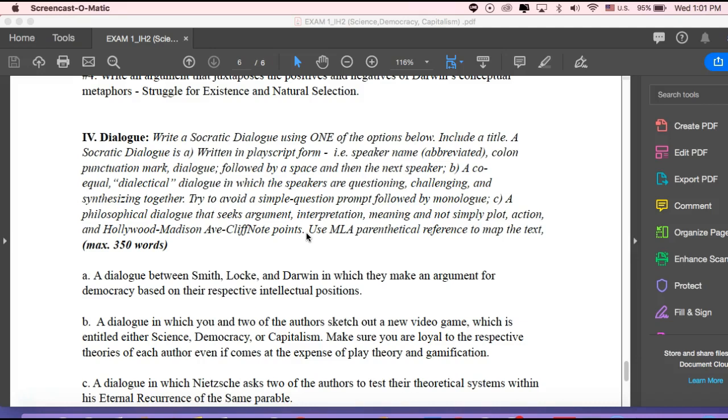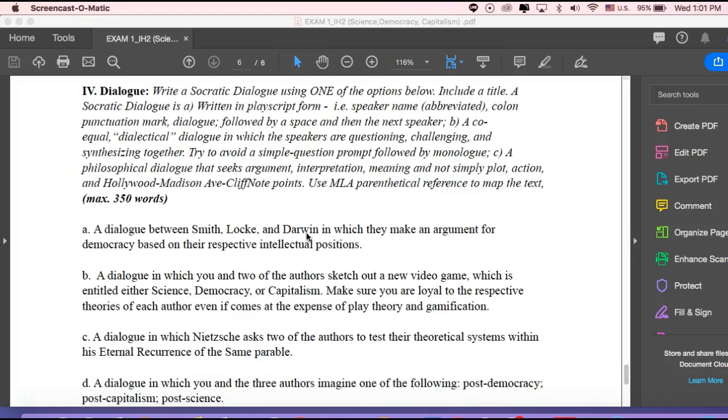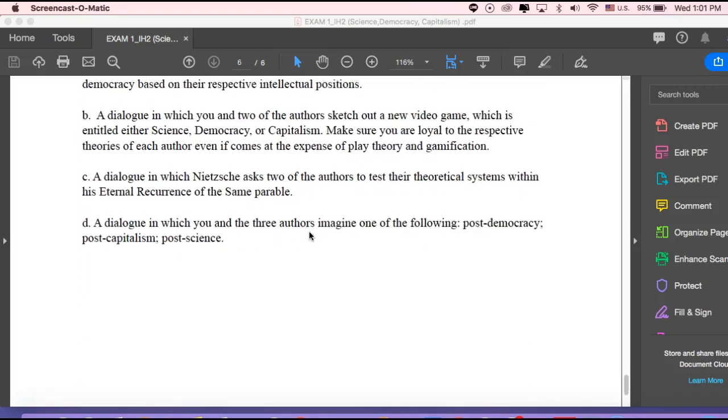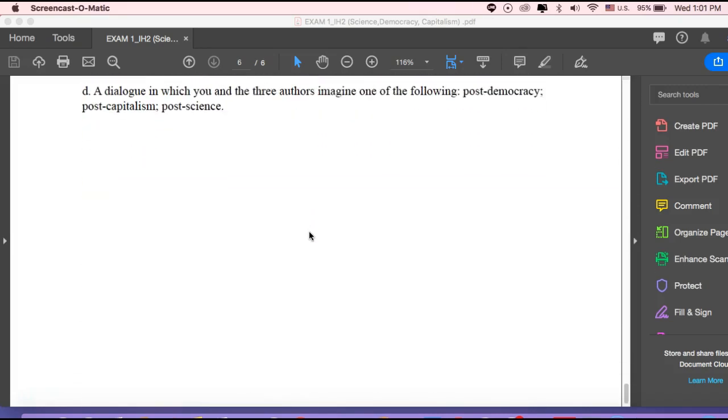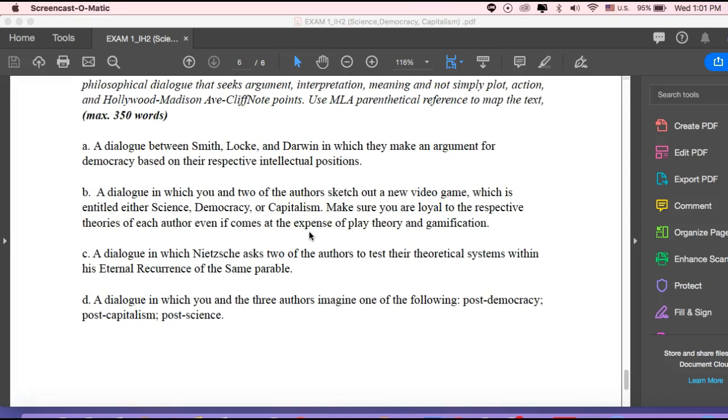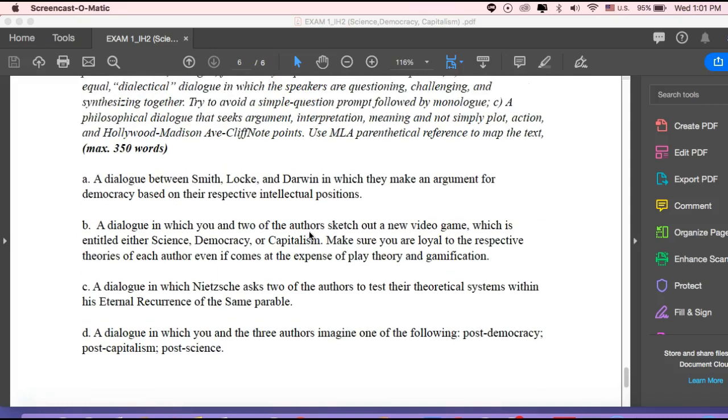Okay, and so in this dialogic format, you're intervening and interpreting the material that we've done. So I've given you four options there. These options, I just pick one of the options and go for it. So I've given you about maximum 350 words to work on that.